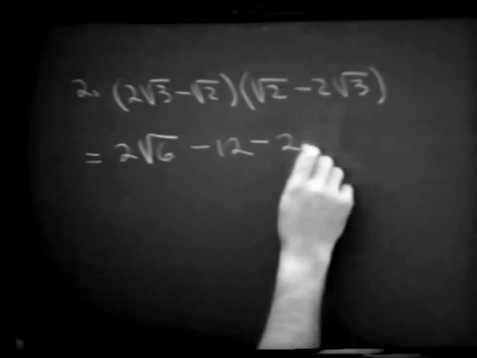And again, either this might be the most simple name, or indeed you may take out a common factor here of what? Of 2, and write this as what? 2 times the quantity root 6 minus 7, and that then would be its most simple name.